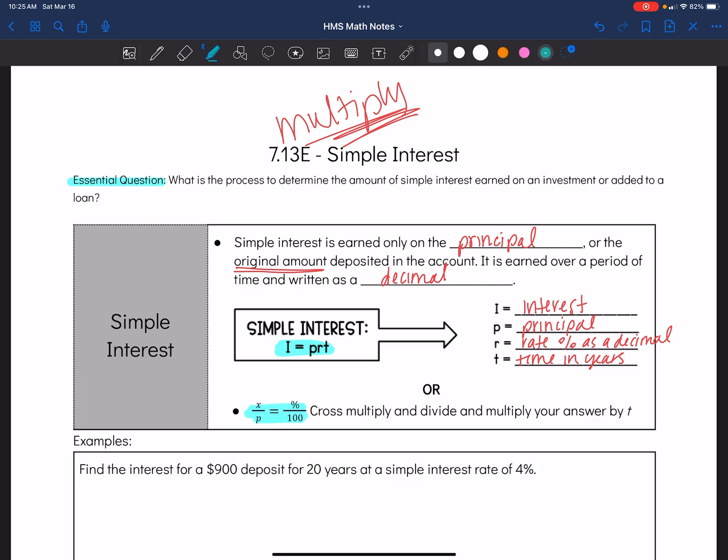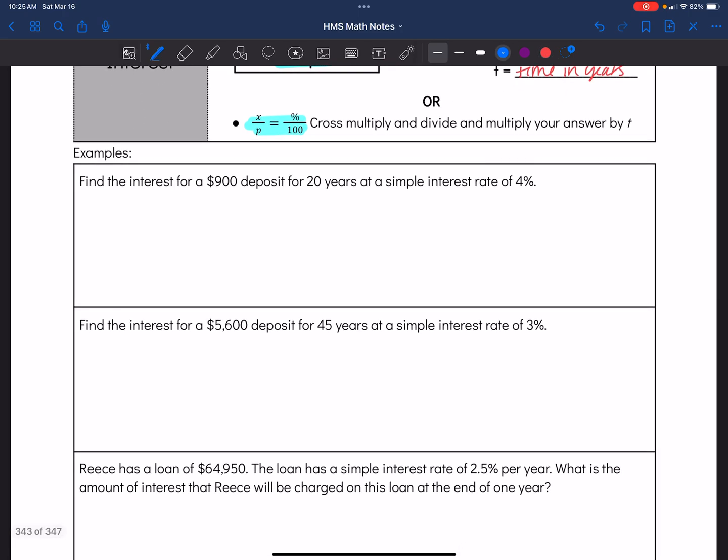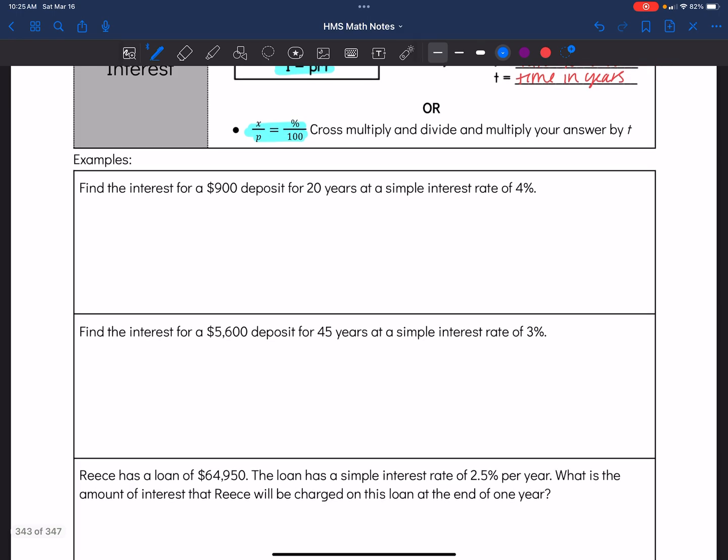So we can set up a proportion of X over principal equals percent out of 100, cross multiply and divide, and then multiply your answer by the time. We're not going to do that. We are going to just use a formula because it is the easiest way to do it. But if you understand the proportion, go for it. Love doing new things.